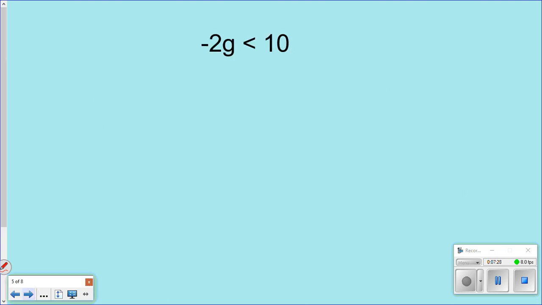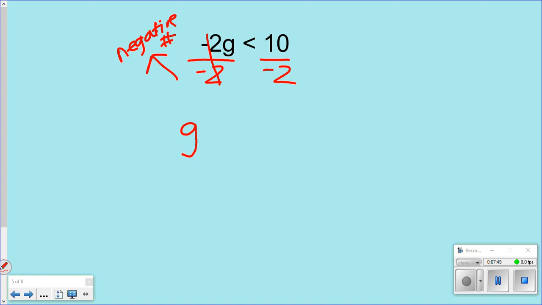Here's an example. I have negative 2g is less than 10. So to solve this, what am I going to divide by? Negative 2, right? I'm dividing by a negative number. I'm going to do the same thing over here. It's going to give me g, and this side is going to be negative 5. So according to the rule, what do I have to do to this sign? I have to flip it. If it's going this way, I have to flip it this way.